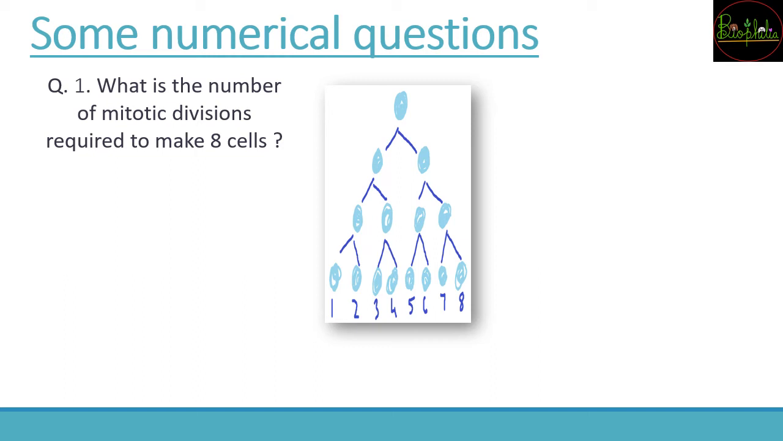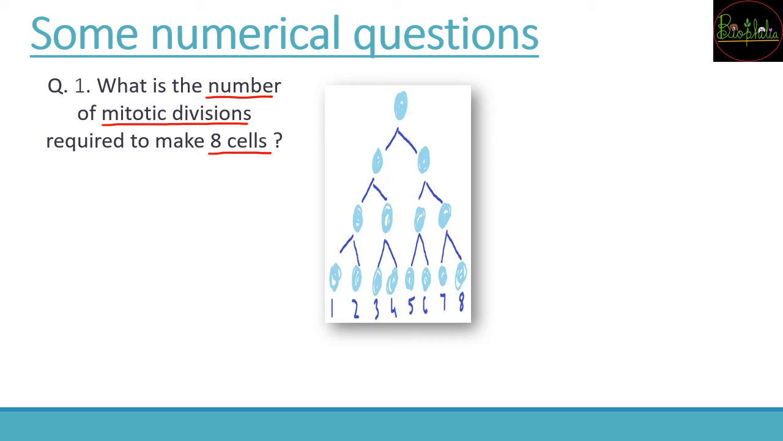Now, it is not necessary that only theory questions come in the exam. There are going to be some numerical questions as well that you need to solve. So here are some question types that I can tell you to understand the final examination questions. The first type is about finding the number of mitotic divisions required to form 8 cells.